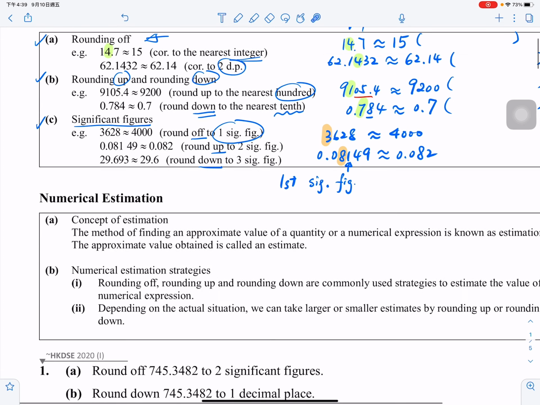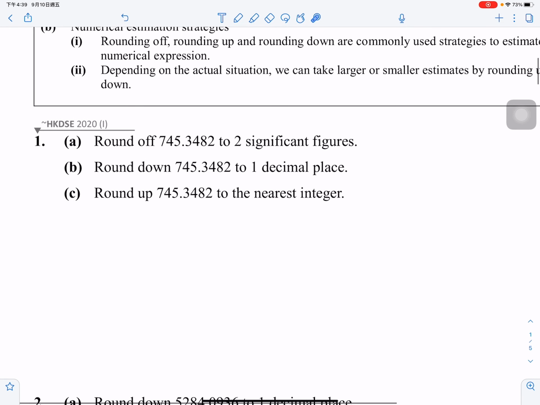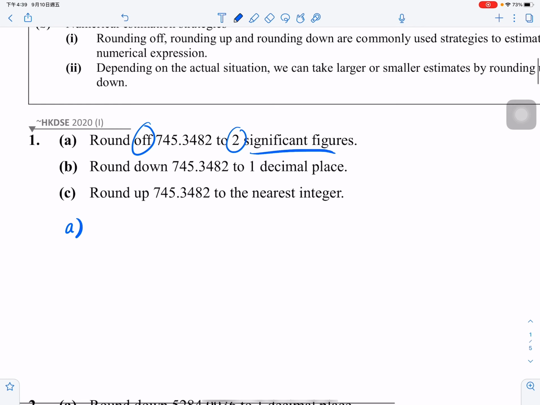So let's see some HK DSE questions. Very easy, maybe you can do it within 1 minute. First, round off to 2 significant figures. So this is the digit you need to focus on. Round off, that means this one is 750. Okay, this is the answer.